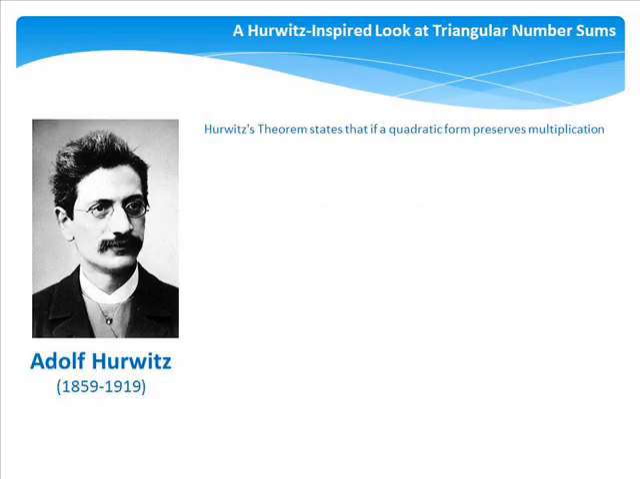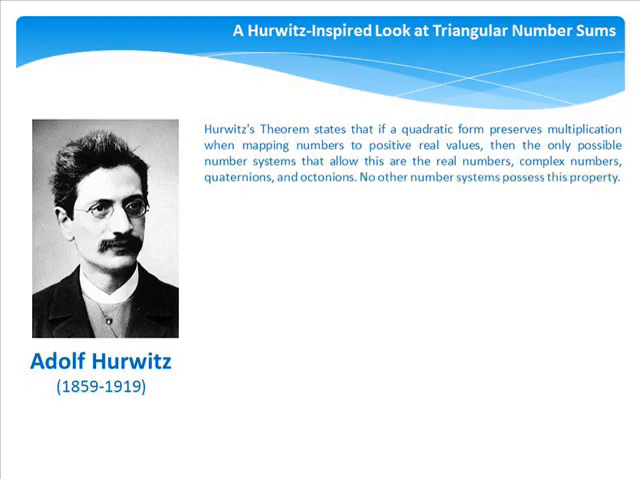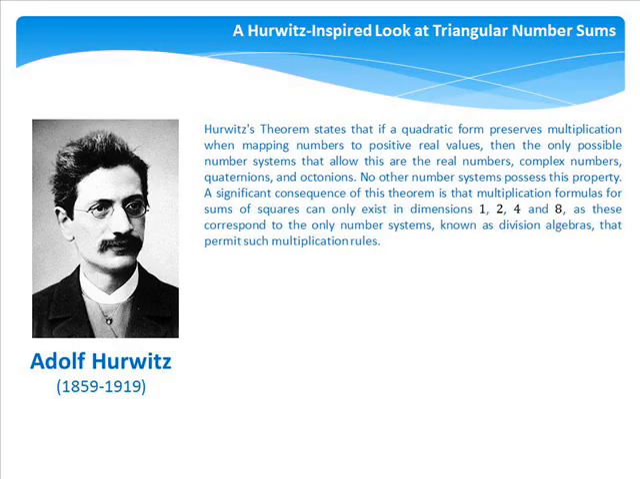Hurwitz' theorem states that if a quadratic form preserves multiplication when mapping numbers to positive real values, then the only possible number systems that allow this are the real numbers, complex numbers, quaternions, and octonions. No other number system possesses this property. A significant consequence of this theorem is that multiplication formulas for sum of squares can only exist in dimensions 1, 2, 4, and 8, as this corresponds to the only number systems, known as division algebras, that permit such multiplication rules.